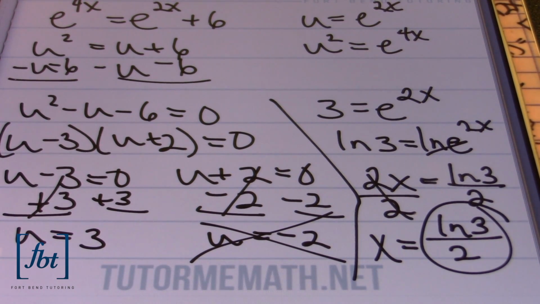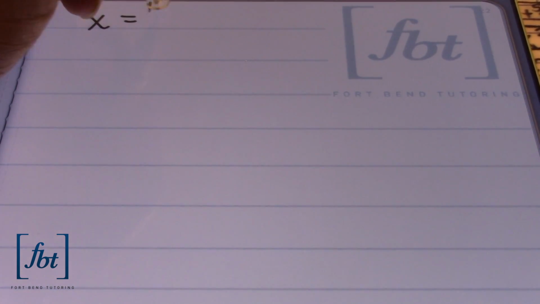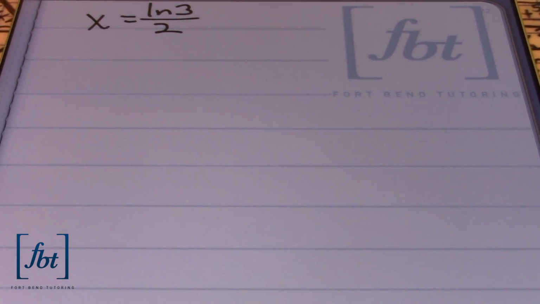And now we'll plug this into one of the original equations to solve for y. So let's do that. First I'm going to show that x is equivalent to the natural log of 3 divided by 2. Then I'll be plugging this into the first equation. We're going with the first equation.